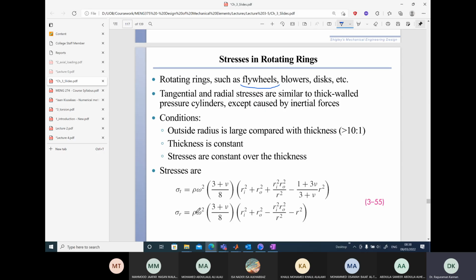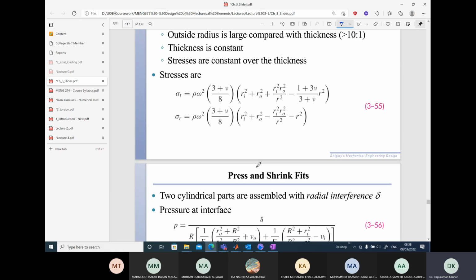Rho is the density of the material, omega is the speed of rotation of the flywheel or any rotating disc in radians per second. Nu here is the Poisson's ratio. Ri is again the inner radius, Ro is the outer radius. So just use the formula, substitute, and we can calculate what are the stresses developed in rotating discs.